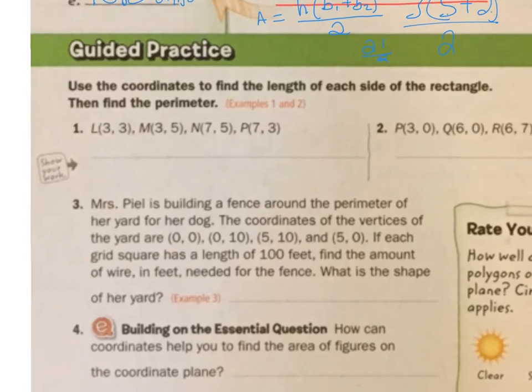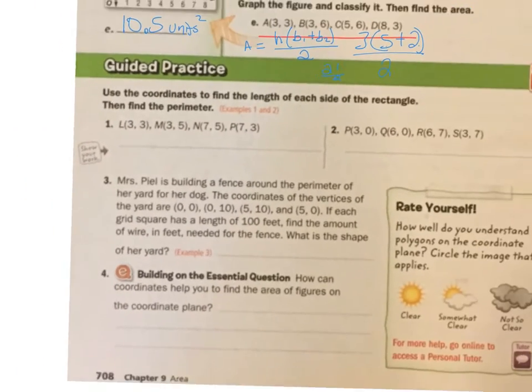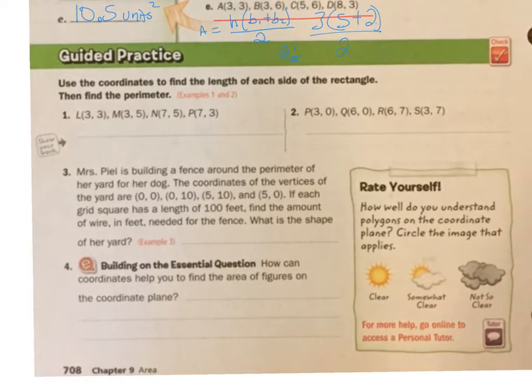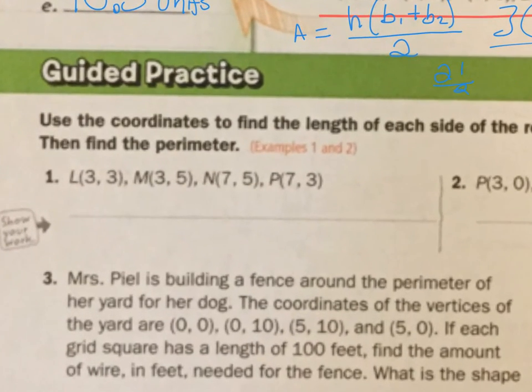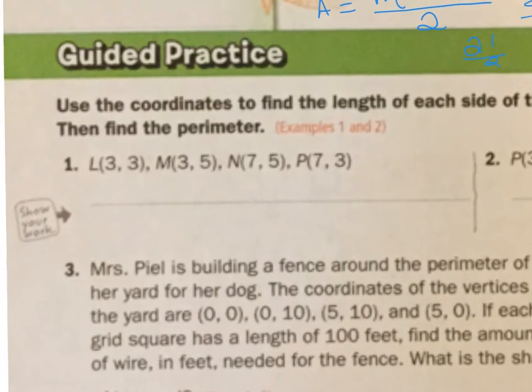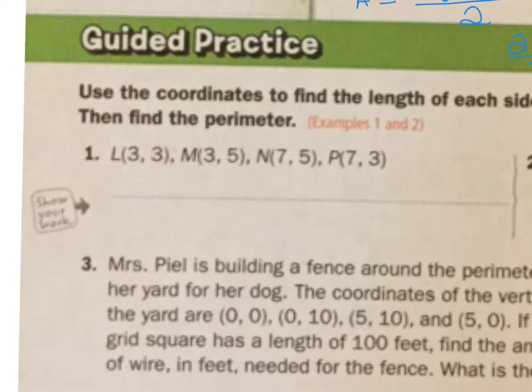Let's do some guided practice. We're going to use the coordinate planes to find the length of each side, and then we're going to find the perimeter. So we've got to find the differences in the x's and the y's. So the difference between 3 and 7: 7 minus 3 is 4. And then the difference between 7 minus 3 on this one is another 4.